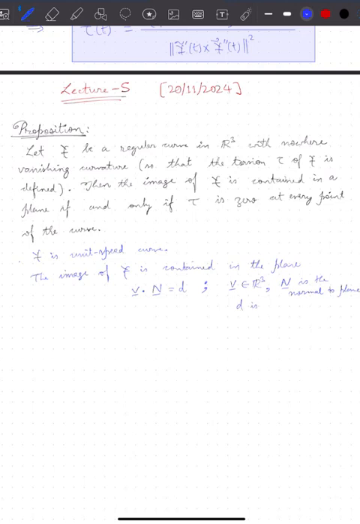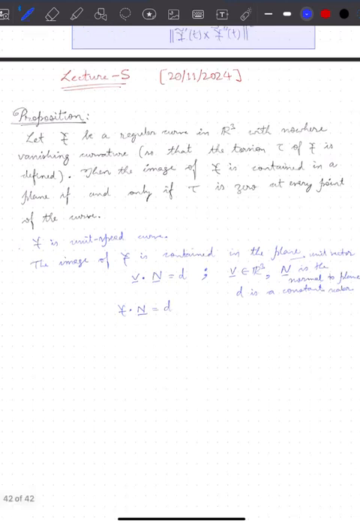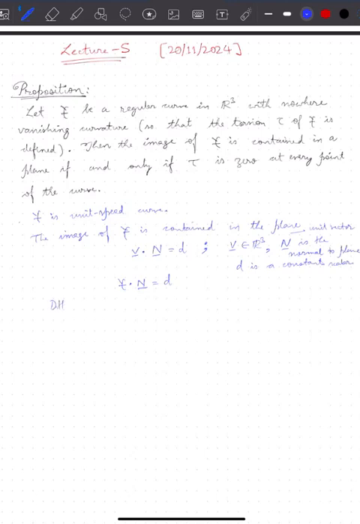And d is some constant, and of course it's a scalar. Okay? Now let's assume that the n vector is a unit vector. And the v vector can be gamma as well, since the curve is lying in the plane. So gamma dot n is equal to d, and let's differentiate with respect to s.